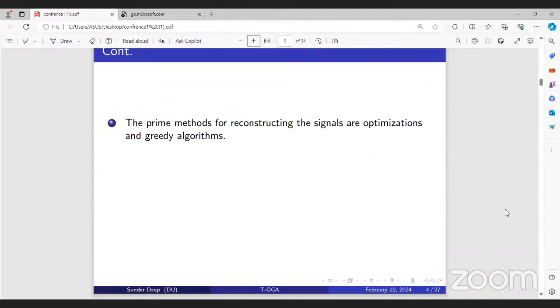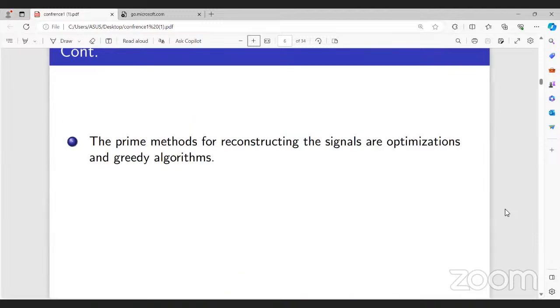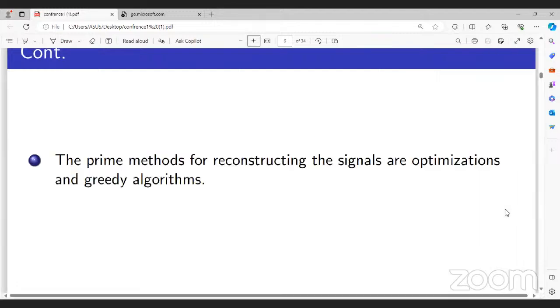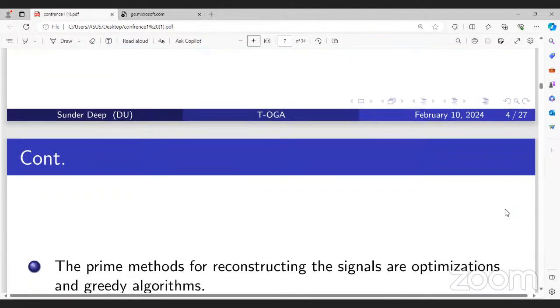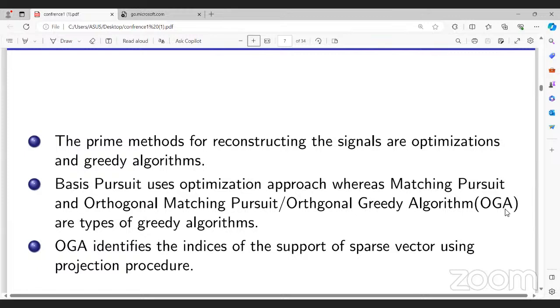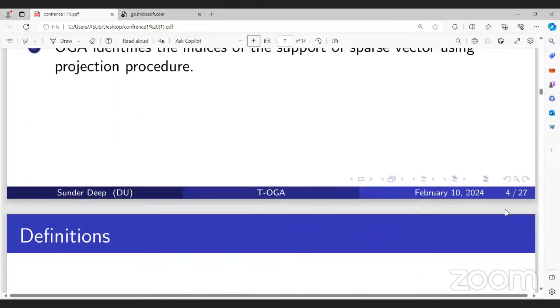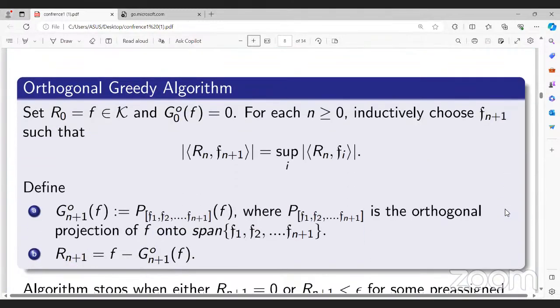The prime methods for reconstructing the signals are optimization and greedy algorithms. Basis pursuit uses the optimization approach, whereas matching pursuit and orthogonal matching pursuit, sometimes called the orthogonal greedy algorithm, are types of greedy algorithms. The orthogonal greedy algorithm basically identifies the indices of the support of sparse vectors using a projection procedure. So here we define the orthogonal greedy algorithm.